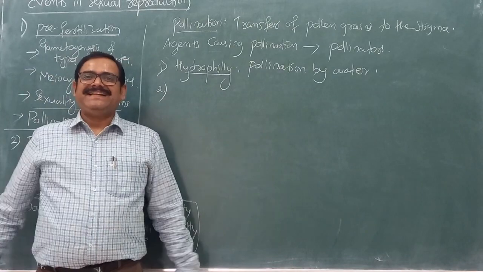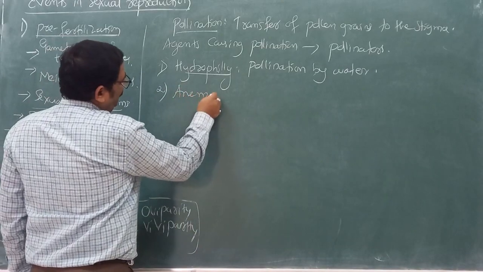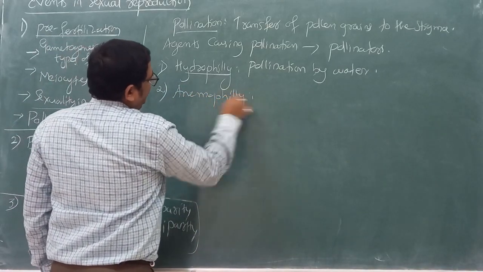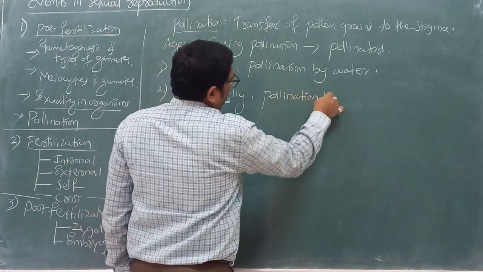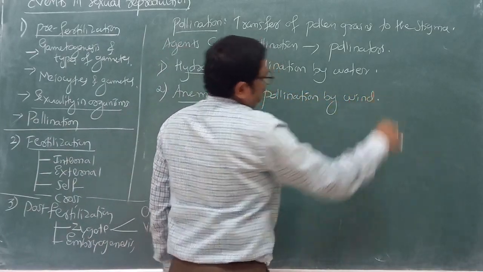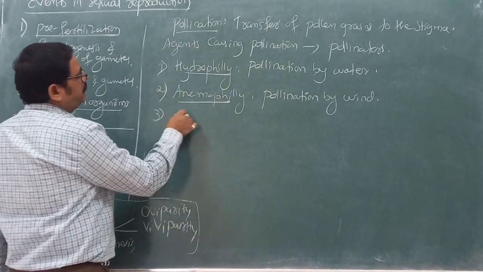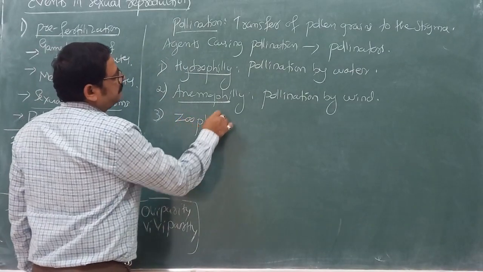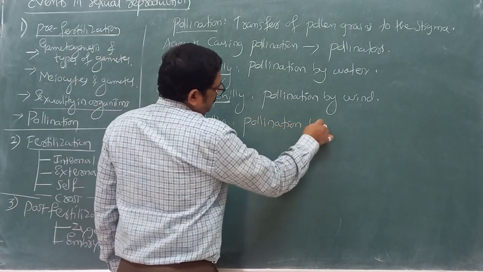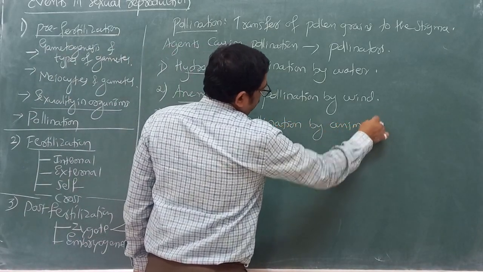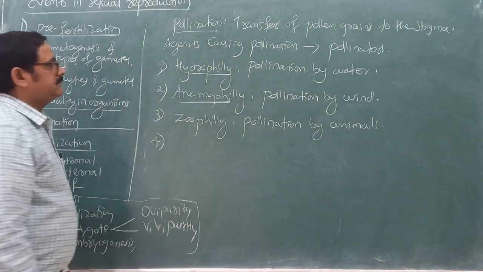Pollination by wind is called anemophily. Okay? The third is zoophily. What is zoophily? Pollination by animals. Okay. Then, there are some more terms.